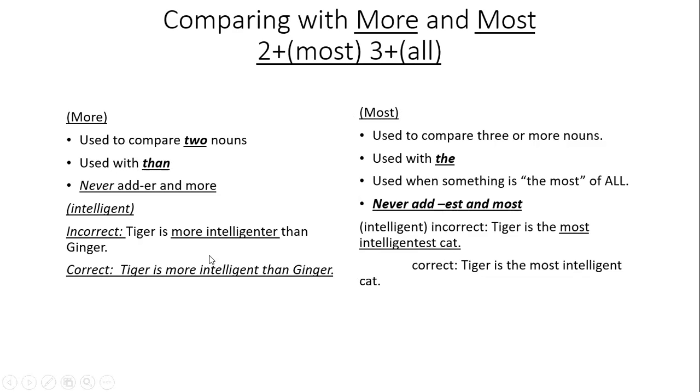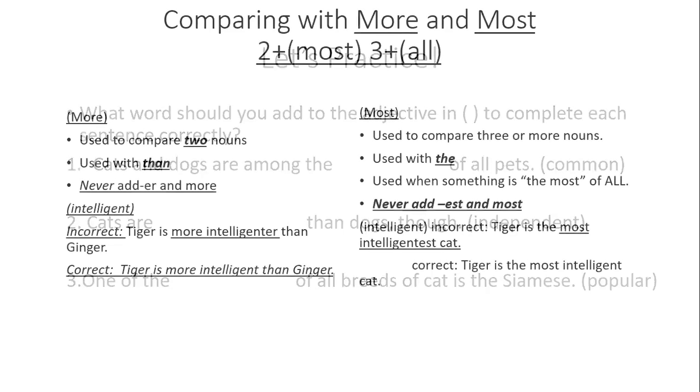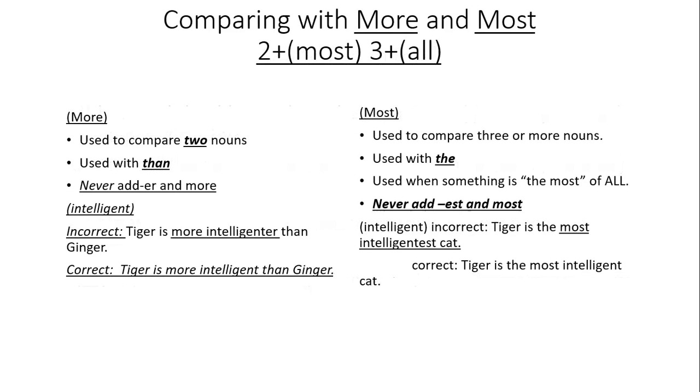Tiger is more intelligenter than Ginger. Now, remember when I said to never add er and more in the same sentence? Look at this, more, and then it also has the er at the end. They're showing the exact same form. This would be incorrect. Intelligent is a long adjective, which means that we should only add more if we want to show the comparative form. So the correct form would be Tiger is more intelligent than Ginger. And this slide keeps wanting to change. So Tiger is more intelligent than Ginger. Perfect. We should not say more intelligenter. That would be incorrect.